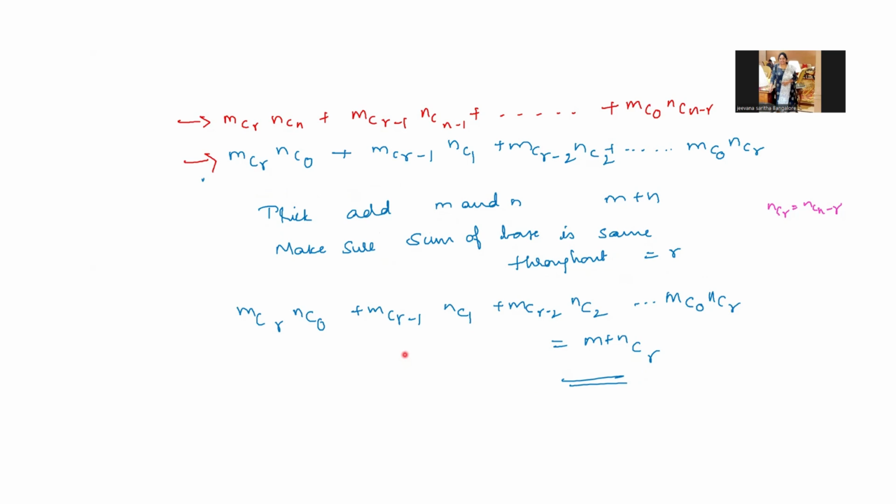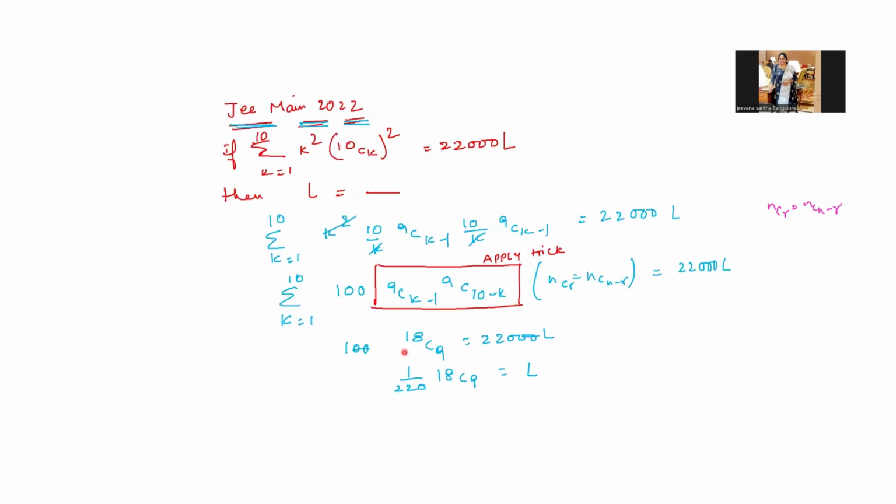So let's see how we can apply this to a Mains question. This is a Mains question from 2022. The summation k equals 1 to 10 of k squared times (10Ck) whole squared is 22,000 L. The question is to find the value of L. Here we use a simple trick, that is nCr is equal to n by r times (n-1)C(r-1). So 10Ck we apply as 10 by k times 9C(k-1).